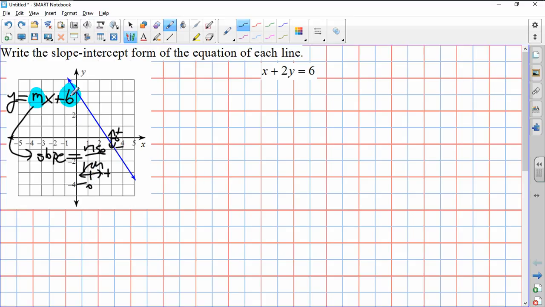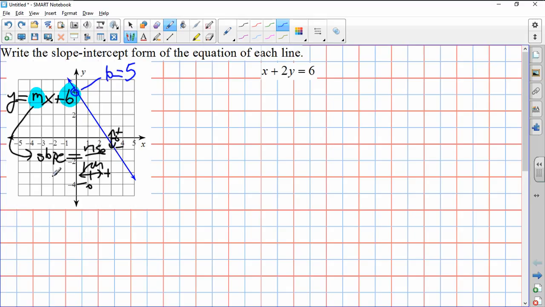Now, this is called the y-intercept, the point where the line crosses the y-axis. So what I need to do is first, I just want to find the y-intercept. This is my y-intercept. So this tells me that b is equal to 4. So I know the y-intercept already.